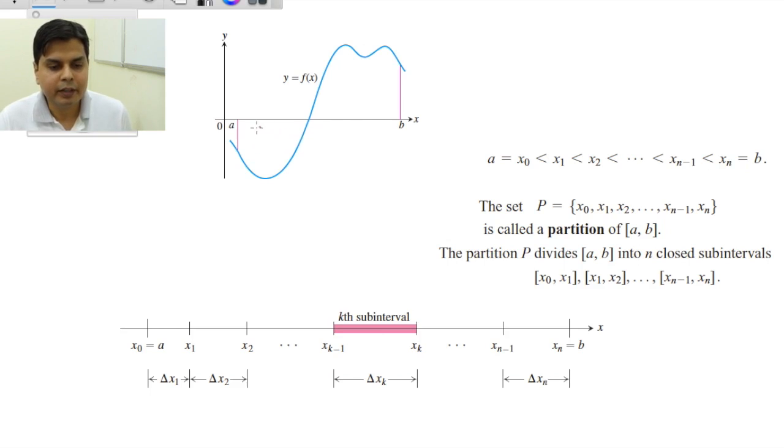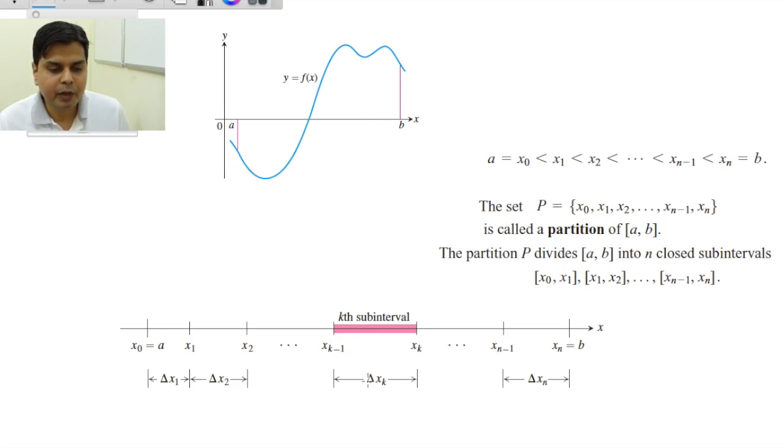To cover this with rectangles, I have to divide this x-axis from a to b into different sub-intervals. So let's say that I am dividing it into n subintervals, a equals x0, x1, x2, up to xn equals b. This set is called a partition. Basically, I have partitioned my x-axis from a to b into n parts.